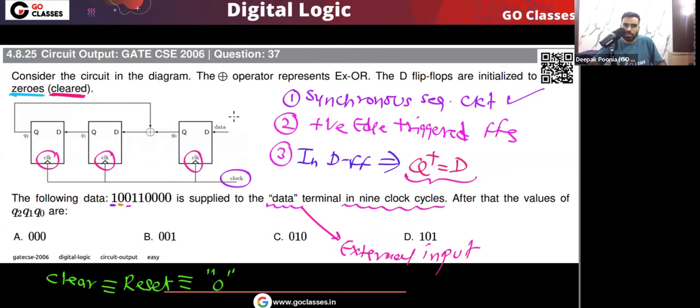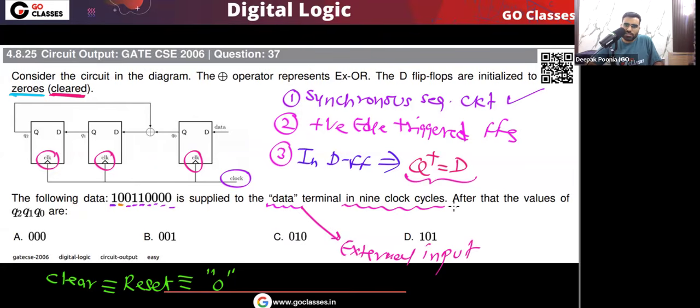You can see in the first clock cycle, this data input is 1. In the second clock cycle, this data input is 0. In the next clock cycle, the data input is 0. Then in the next clock cycle, 1. In the next clock cycle, 1. Then 0, 0, 0, 0, like that. So this data is supplied at the data terminal in the 9 clock cycles. I hope you understood this: in every clock cycle, we are applying a single bit at this data terminal, and the value of this data input in every clock cycle is given to you.